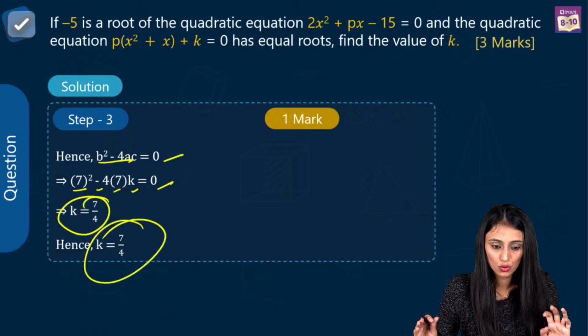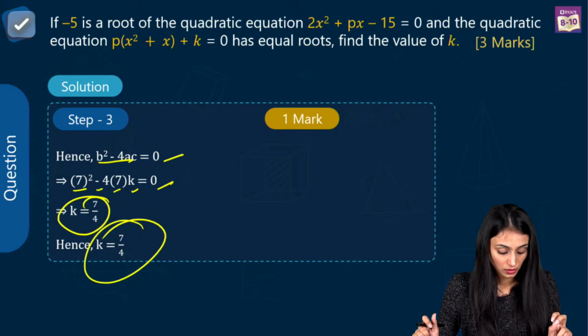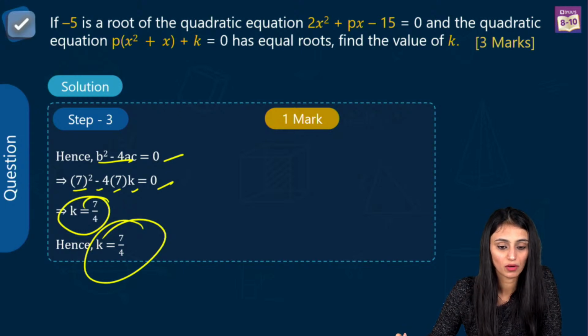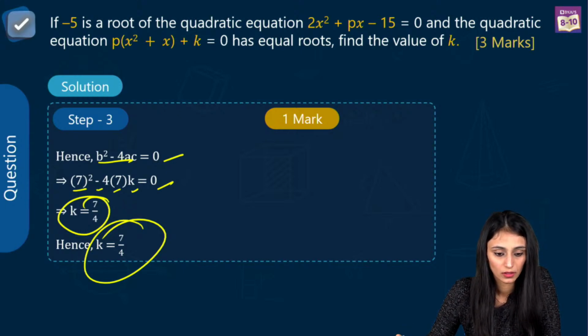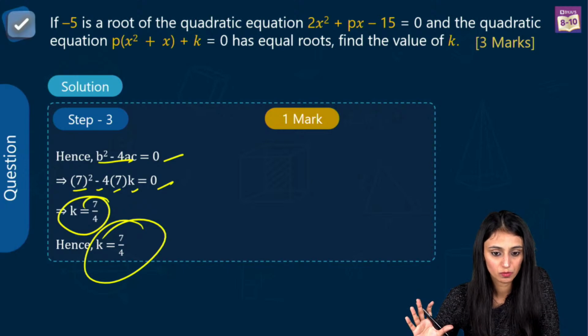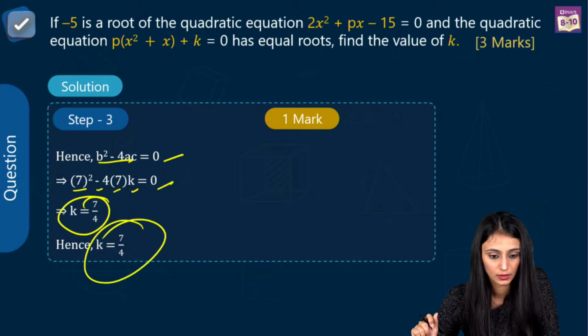Fenil is saying K is 2. No, that's not the correct answer. Naruto is saying correct, 7 by 4. Disha, Divya, it's going to be positive 7 by 4, not minus 7 by 4. Why are we getting different answers? Please check your calculation one more time. Bhagyavardhan, correct. Surajpal, positive 7 by 4, not negative 7 by 4. Yes, Keshwi, correct. So till now we have p as 7 and K is 7 by 4, right? Yes, everyone is getting the same answer.